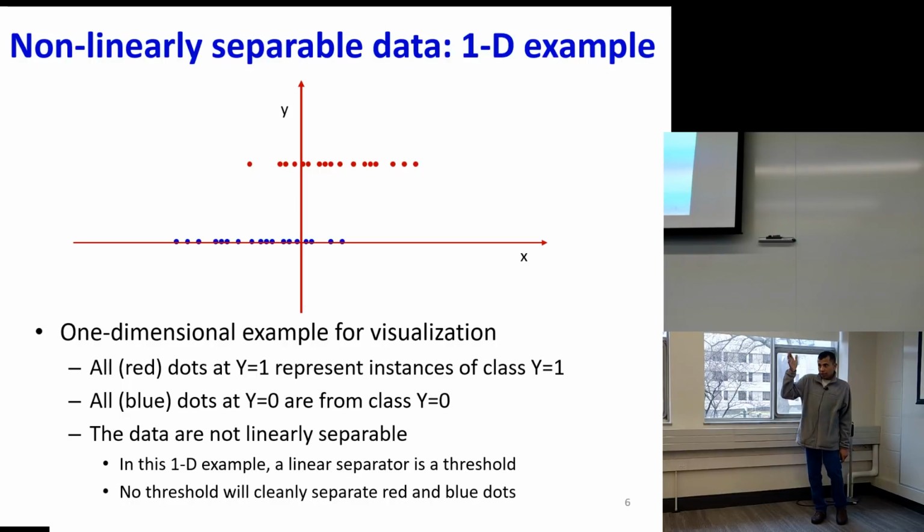Now, if I wanted to draw a linear separator, or if I wanted to just have some simple way of separating one class from the other, that is simply going to be a threshold, a vertical line, so to speak, right? But in this case, no threshold is actually going to cleanly separate the red and the blue dots.